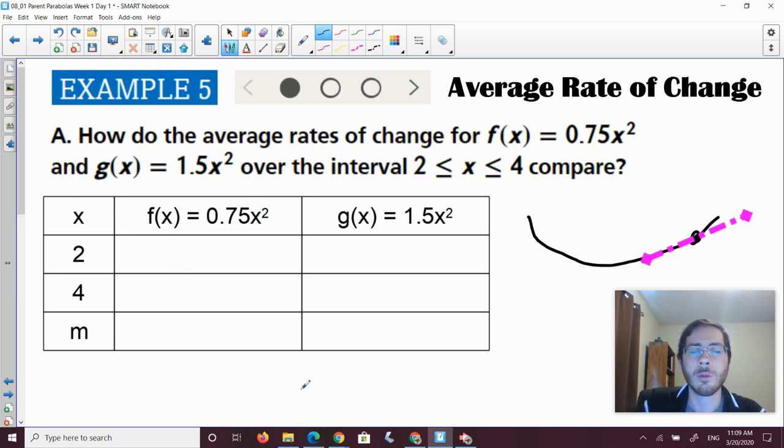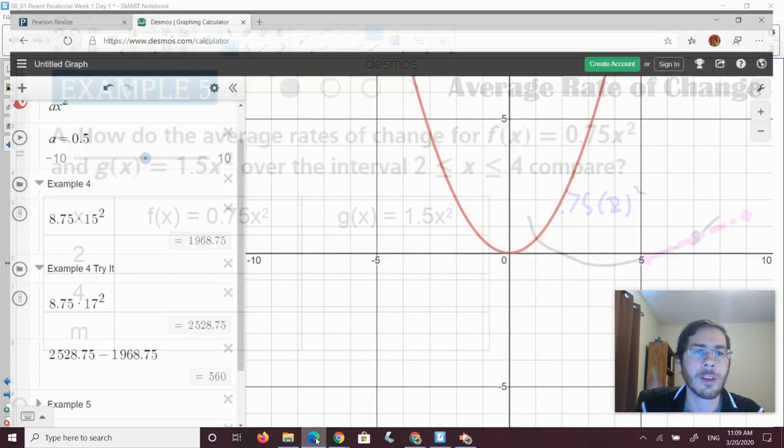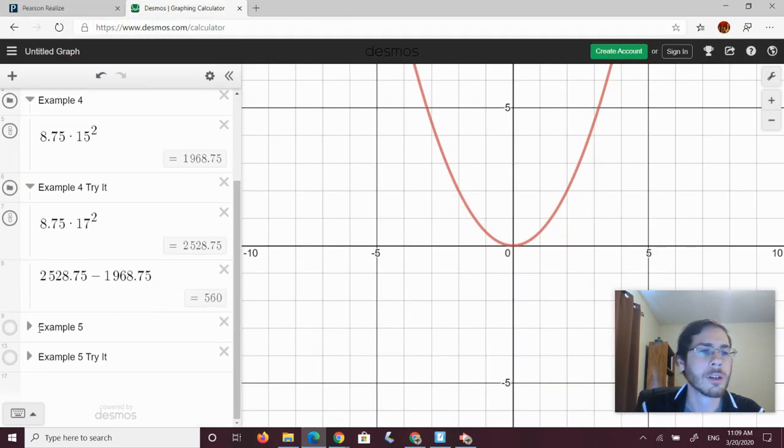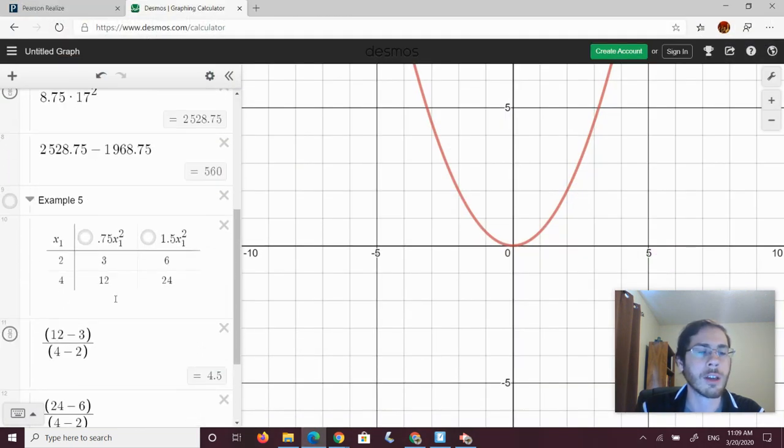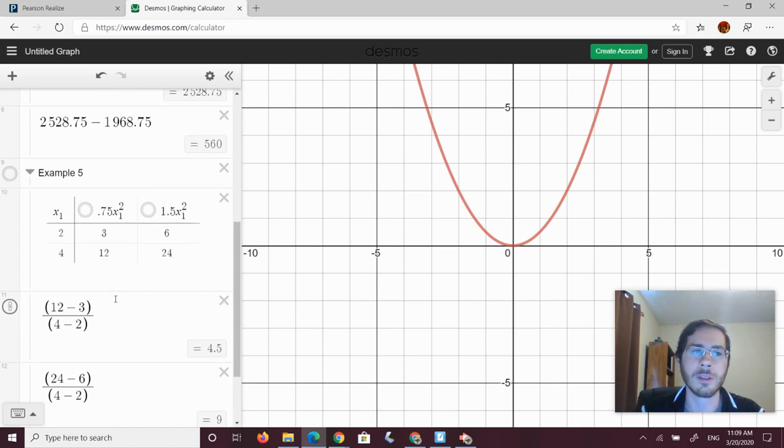Now, if you want, you could do that all by hand. You could do 0.75 times 2 squared, which isn't too bad. But if we have a calculator, we may as well use the calculator. So I put them all into the calculator and filled out my chart. Basically, I plugged 2 into this equation and got 3. Plugged 2 into 1.5x squared, I got 6. So 2, 6, 12, and 24.